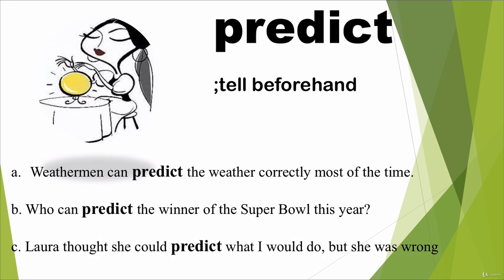And the last example. Laura thought she could predict what I would do, but she was wrong. She cannot predict it. Yes, what about you guys? Do you think you can predict the future? Is it possible? I think some people have the power to predict things.